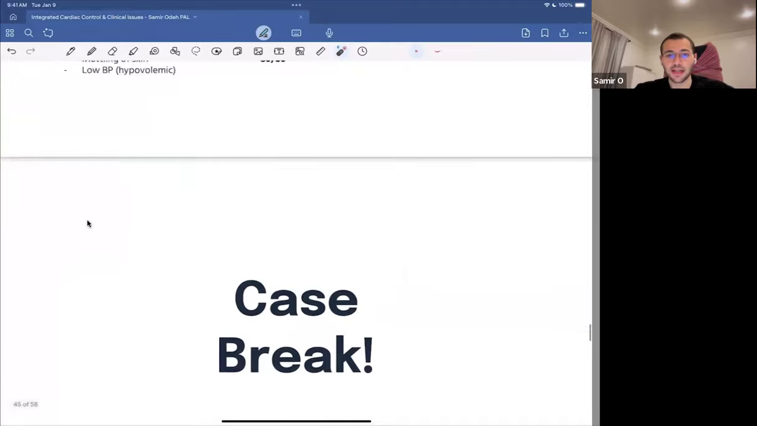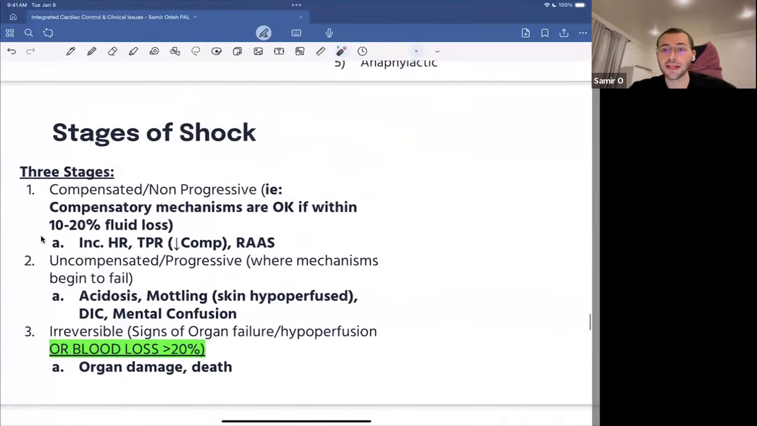Could you please repeat the second stage of shock? Sure. So uncompensated shock is when we begin to see signs of failure. We begin to see signs of organ damage. All our mechanisms were at full work, and they're failing because it's just getting so bad. The patient isn't dying, but they begin to be very confused. Their pH is very low. Their skin is mottled, which means areas of skin are hypoperfused. It's going to be purple.